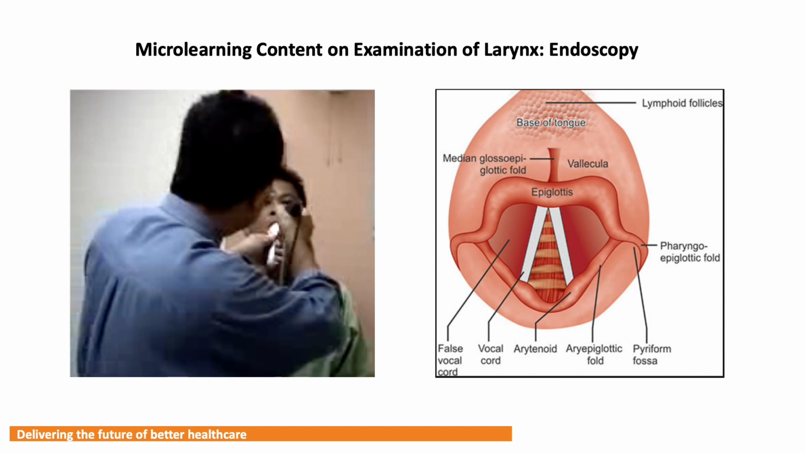Using a 70-degree endoscope as an office procedure, we examine the larynx for all its important structures: vallecula, epiglottis, vocal cord, false cord, anterior and posterior commissure, aryepiglottic fold, piriform sinus, and the other two structures, ventricle and the pharyngoepiglottic folds, are less likely to be examined. However, with careful maneuver and manipulation, you may also examine those two structures.